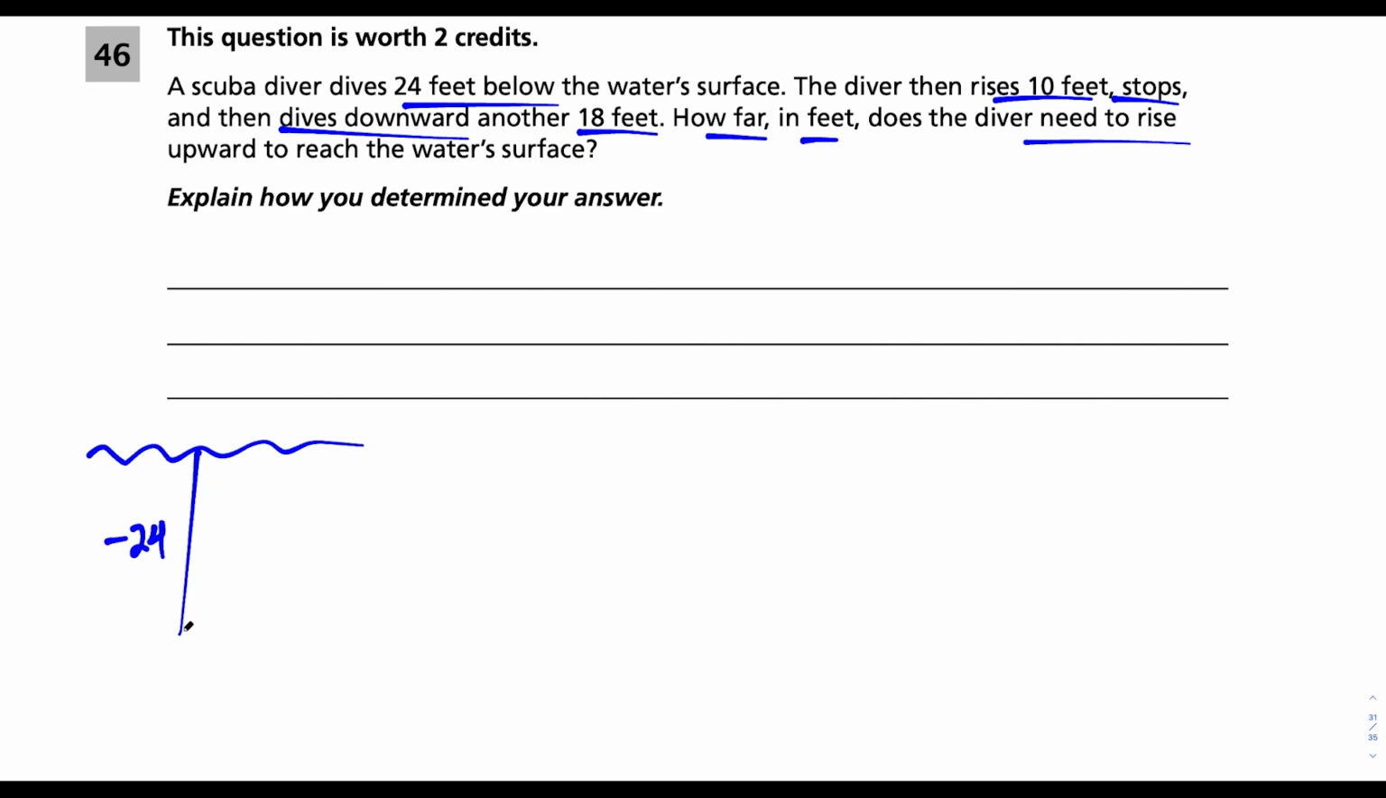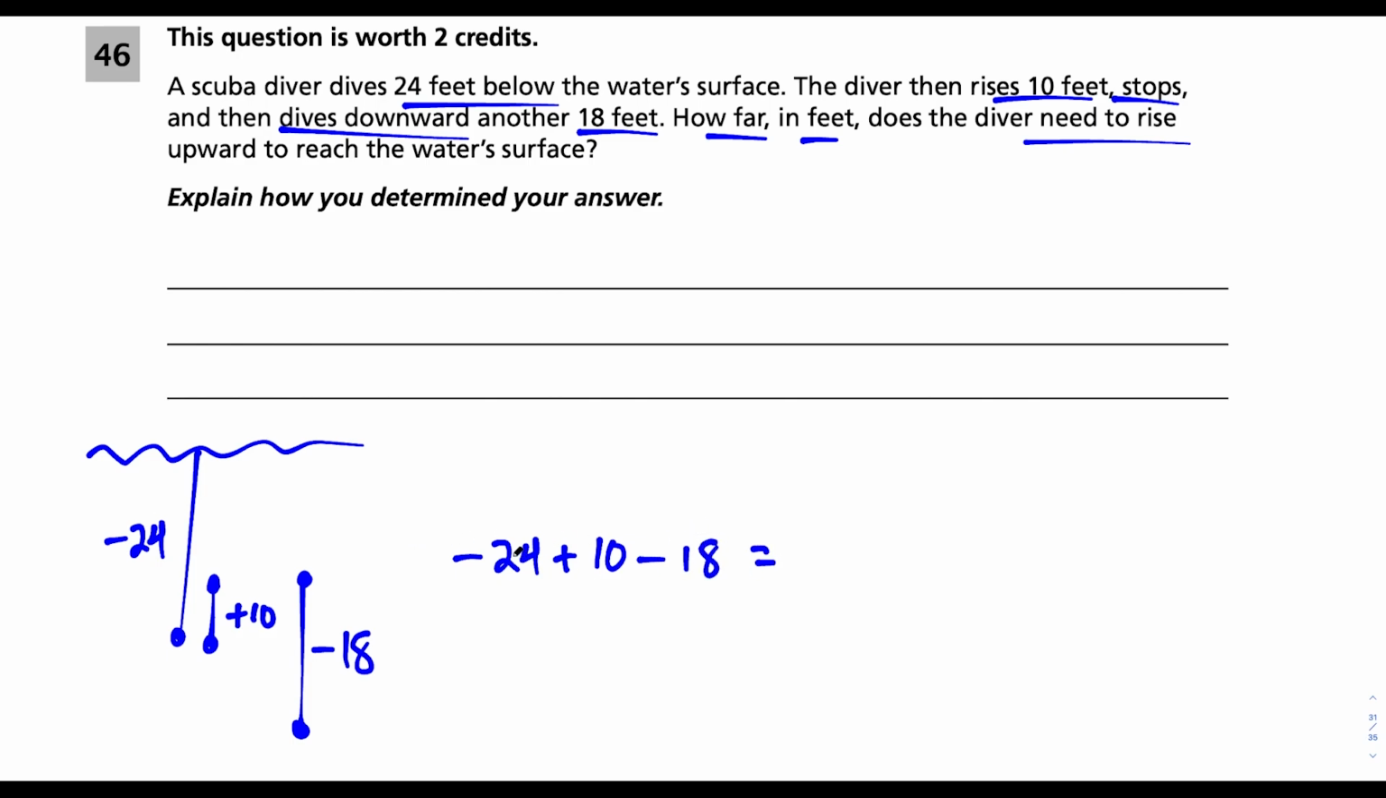So they're going down 24, and then they rise 10 feet. So they go from minus 24, they're going to go up 10 feet. So they're going plus 10. Then they stop, and then they go down another 18 feet. So they're going down 18 feet from this position here. And we want to know how far does the diver need to go up to reach the water's surface. So for this, what I'm imagining is that the diver is going minus 24, then they're going up 10, and then they're going down 18. So this is the integer problem that we have to work out here.